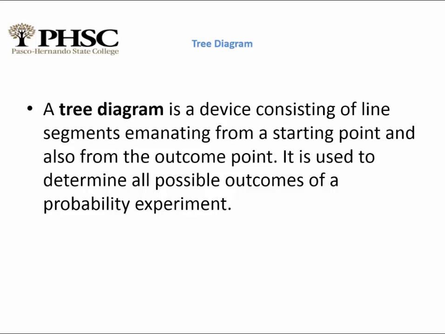The next thing we're going to talk about is what's called a tree diagram. It's simply a visual representation of all of the possible outcomes for a probability experiment. It's an easy way to determine the sample space, and also another way to determine the probability of certain events within that sample space.